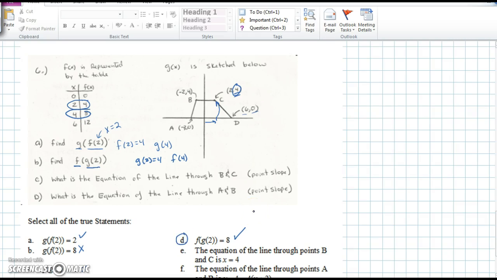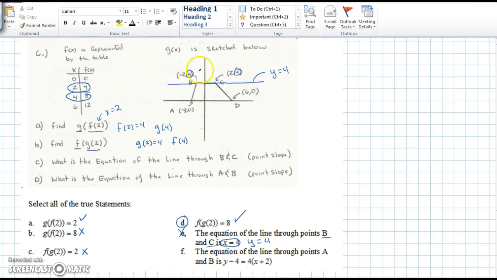Now it's asking for the equation of the line through points B and C. So as we look at our graph, B and C is just the equation of this horizontal line that goes through the y-coordinates of 4. That's y equals 4. So this would be false. This would need to say y equals 4.